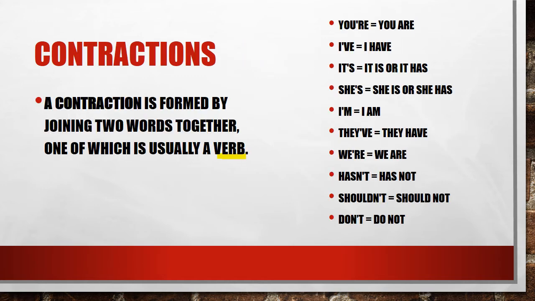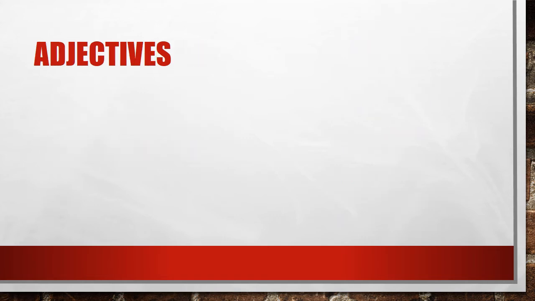Contractions. A contraction is formed by joining two words together, one of which is usually a verb. Okay, so you can see we have a couple examples. Your, you are, it's, it is, or it has, I'm, which is I am, hasn't, has not, don't, do not. And that is contraction.